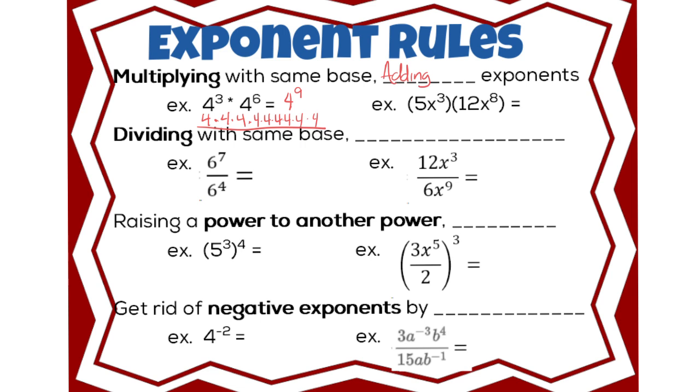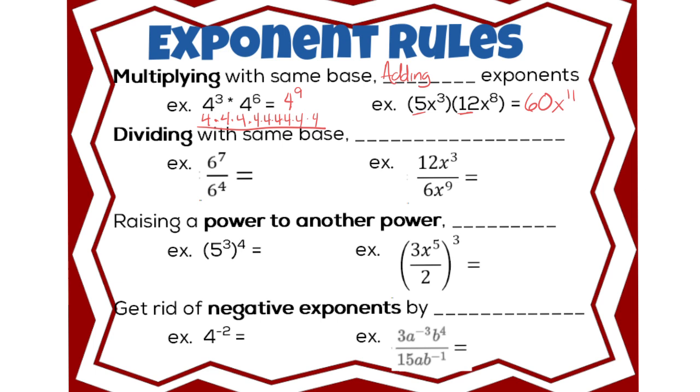So let's try the second one here. I've got a 5x to the third times a 12x to the 8th. Ultimately, you can start with your coefficients and just multiply those. So 5 times 12 is just 60. But then you're also multiplying these two x values. You have an x to the third and an x to the 8th. That gets you an x to the 11th power.